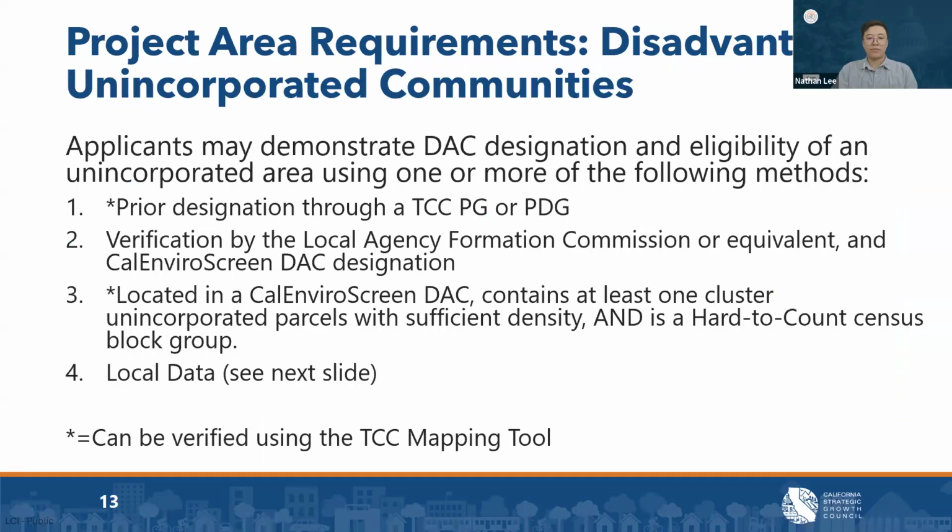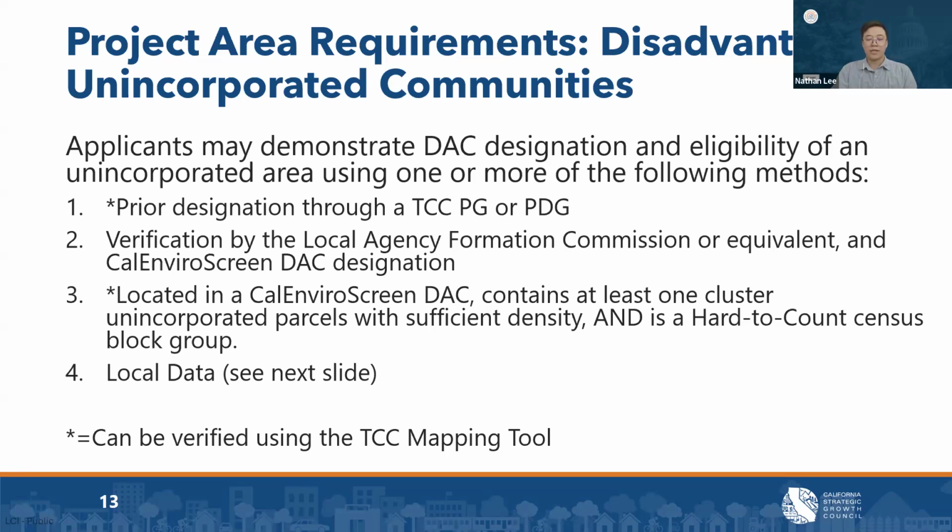Okay, so now we will dive into project area requirements for disadvantaged unincorporated communities. A disadvantaged unincorporated community is defined as an unincorporated area that meets one or more of the established DAC community criteria. Applicants may demonstrate DAC designation and eligibility in several ways. The first is through prior designation through a TCC planning grant or project development grant. Second, applicants may demonstrate eligibility through verification by the Local Agency Formation Commission or equivalent agency, plus CalEnviroScreen DAC eligibility.